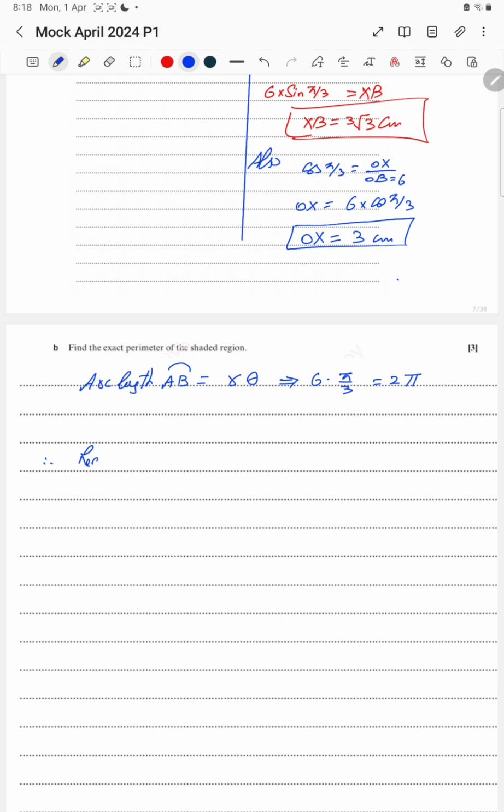Therefore the required perimeter will be XA plus XB plus arc AB. So XA was 3 plus XB was 3 root 3 and it was 2 pi. So that gives me the final answer in centimeter, the exact perimeter of the shaded part. I hope it is clear.